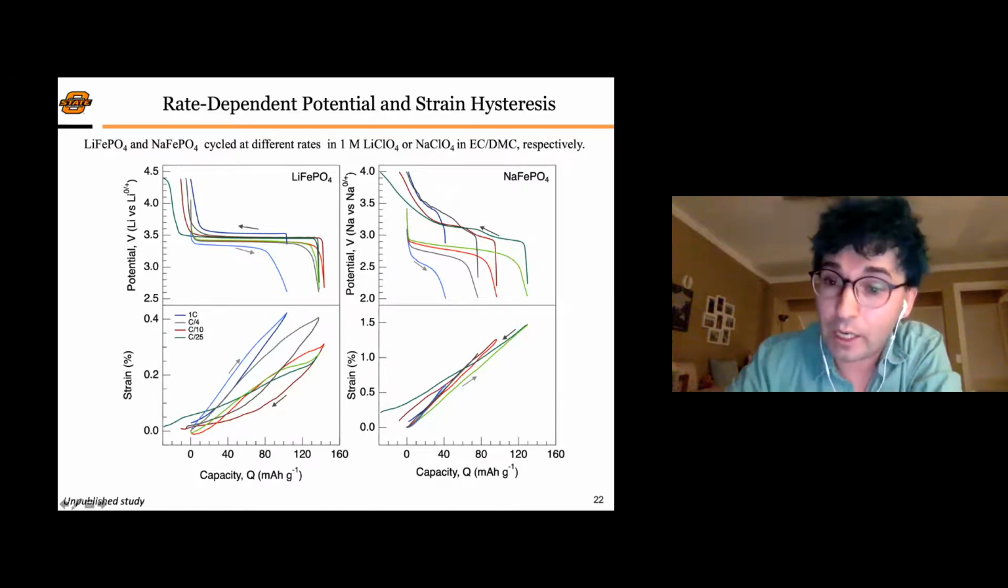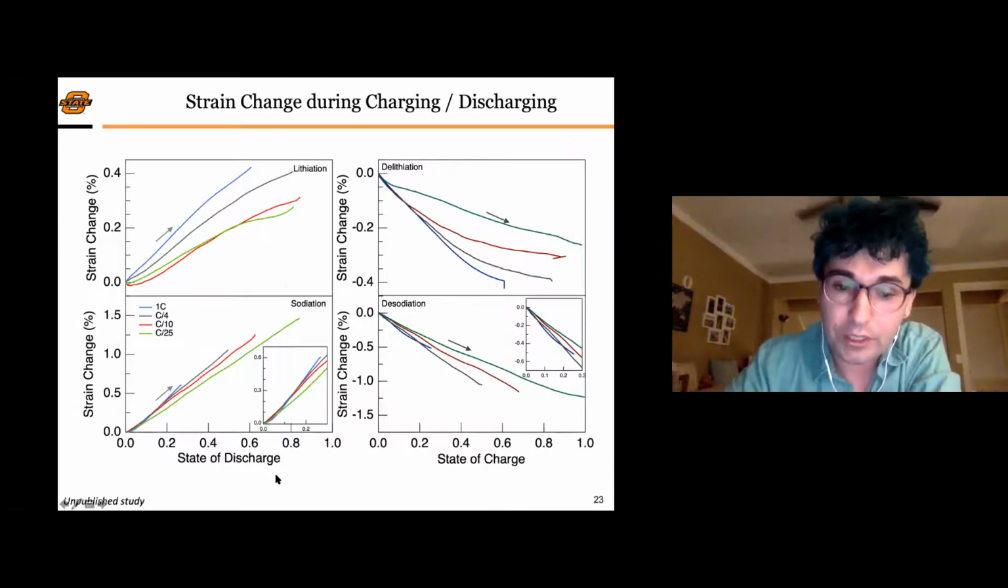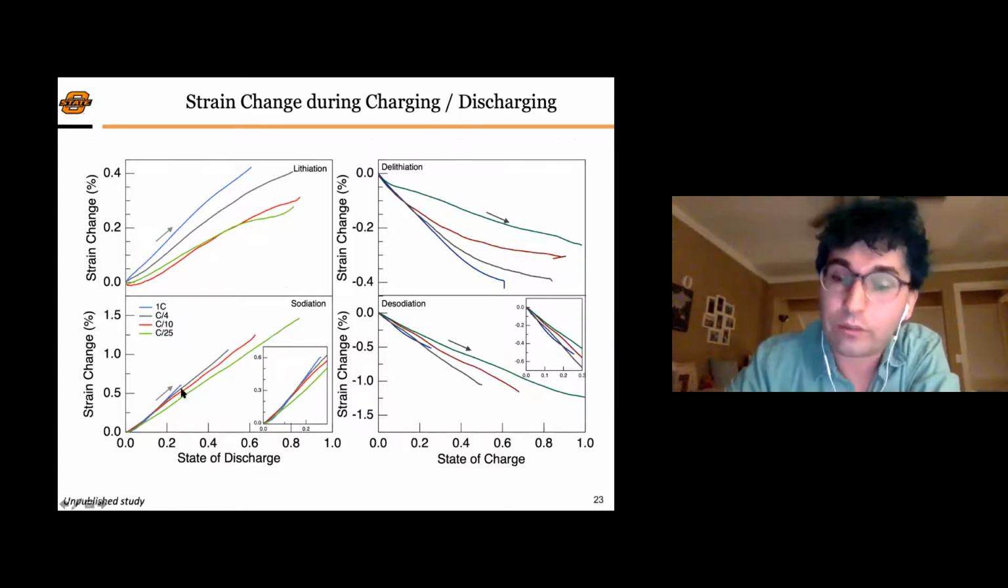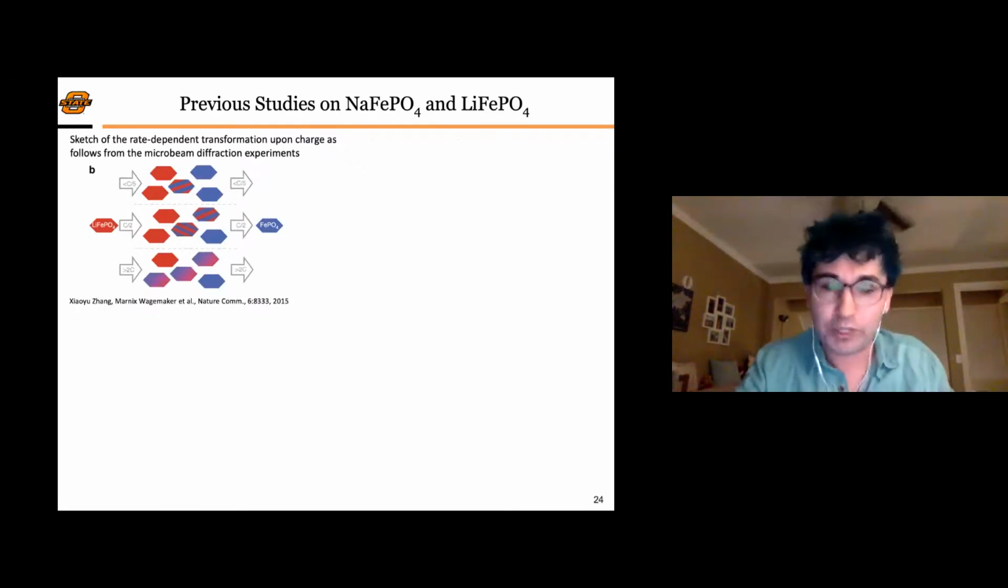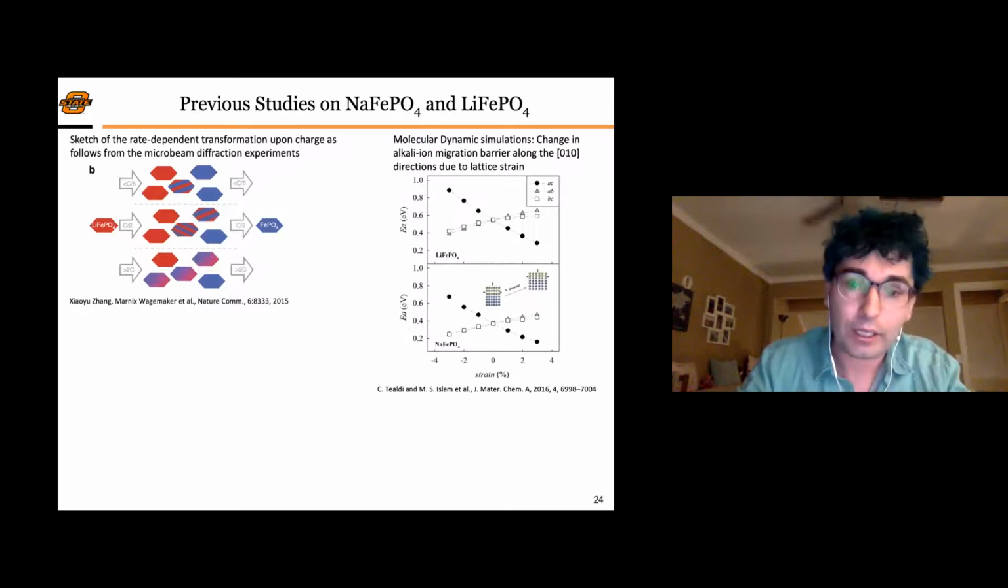When you look at the capacity, it's reduced significantly at faster scan rates for sodium compared to lithium intercalation. And if you look at the strain change at the state of discharge, you observe that the strain magnitude is increasing at the faster scan rates, and that increase is much greater in the lithiation than the sodiation. In the literature, we know that the lithium intercalation is rate dependent. It really affects the amount of the active material in this case.